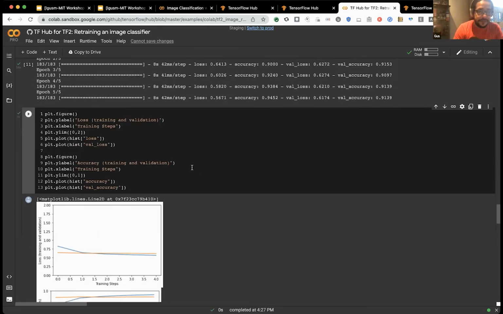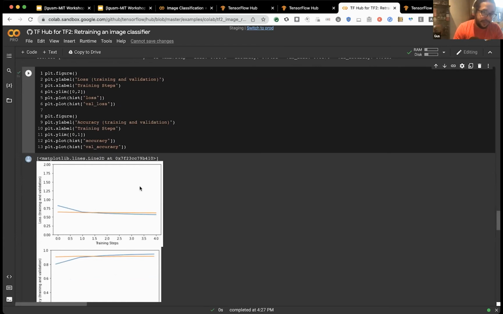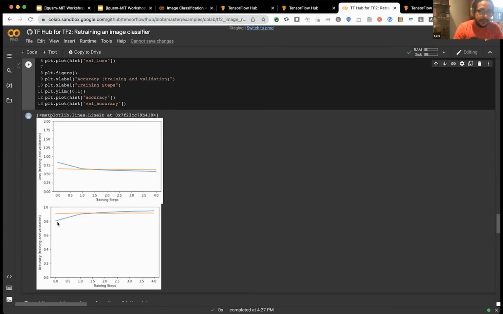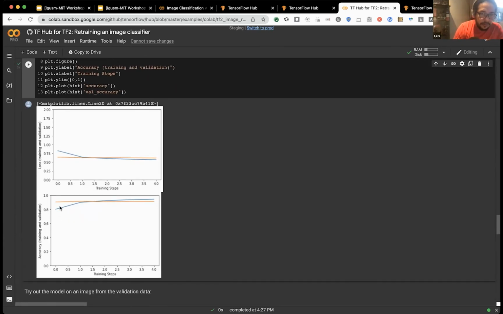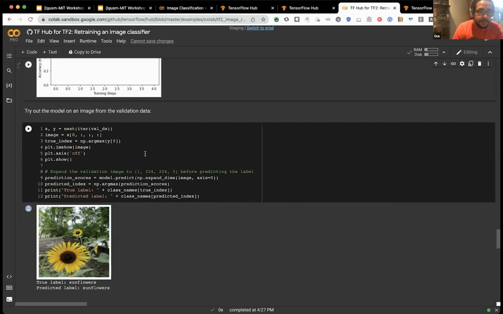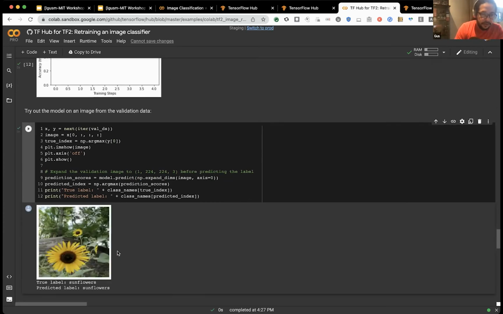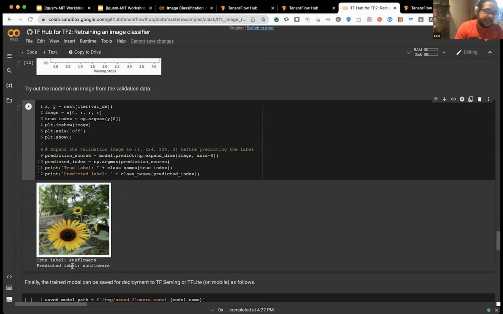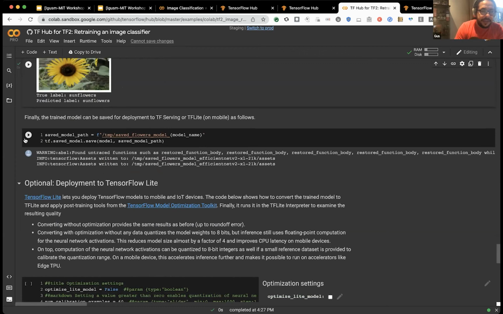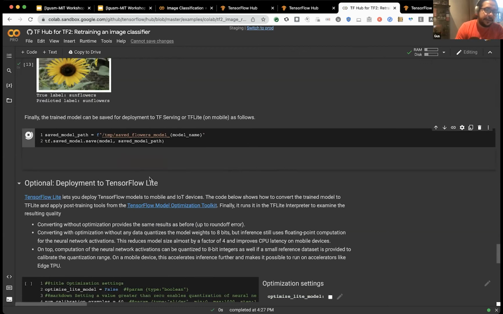And here we can see the graphs, how we can plot all the information that I've just mentioned. This is accuracy, and you can see how it's increasing. And this is loss, and how it's decreasing. And now we can do some inference here. Let's see if it goes well. So the label is sunflowers, and it predicted sunflower for this image. Easy as that. And then we can save our model. I'm going to skip the last part because it's not that important right now.